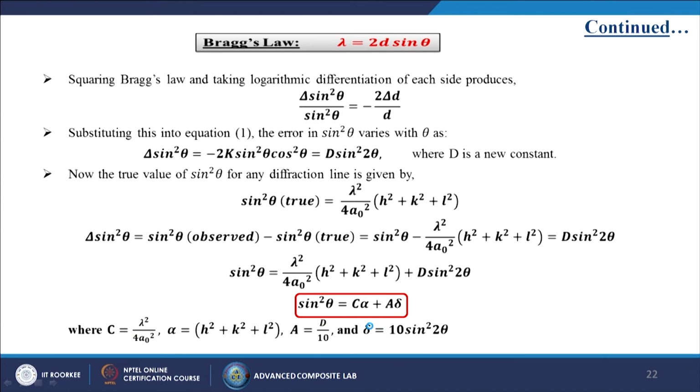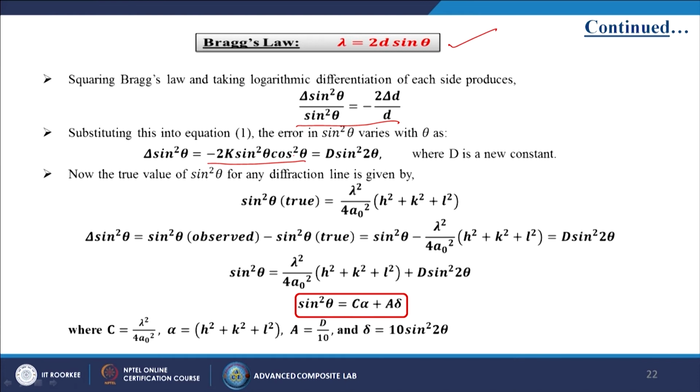In Bragg's law, lambda is equal to 2d sin theta. Now we square Bragg's law and take the logarithmic differentiation of each side, which produces del sin square theta by sin square theta equal to minus 2 del d by d. Substituting this into equation 1, the error in sin square theta varies with theta as del sin square theta is equal to minus 2 K sin square theta cos square theta, which is equal to D, a new constant, times sin square 2 theta.